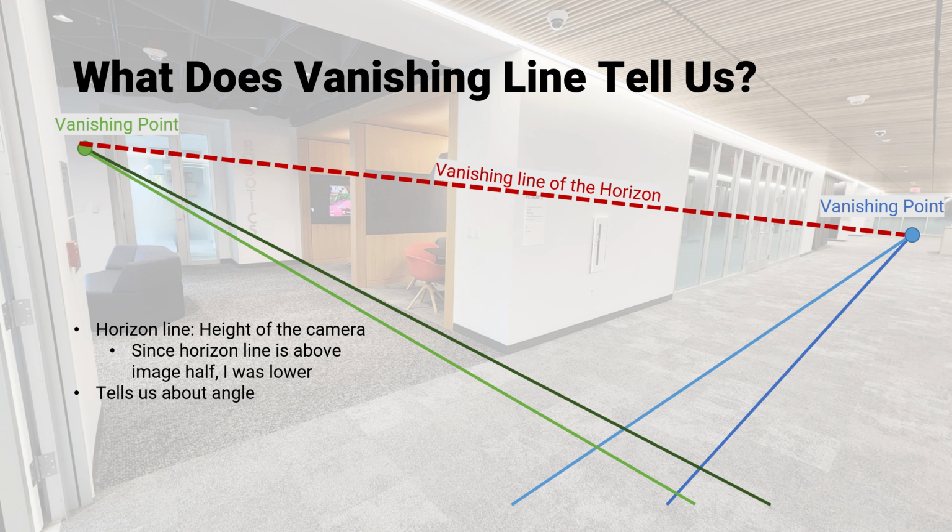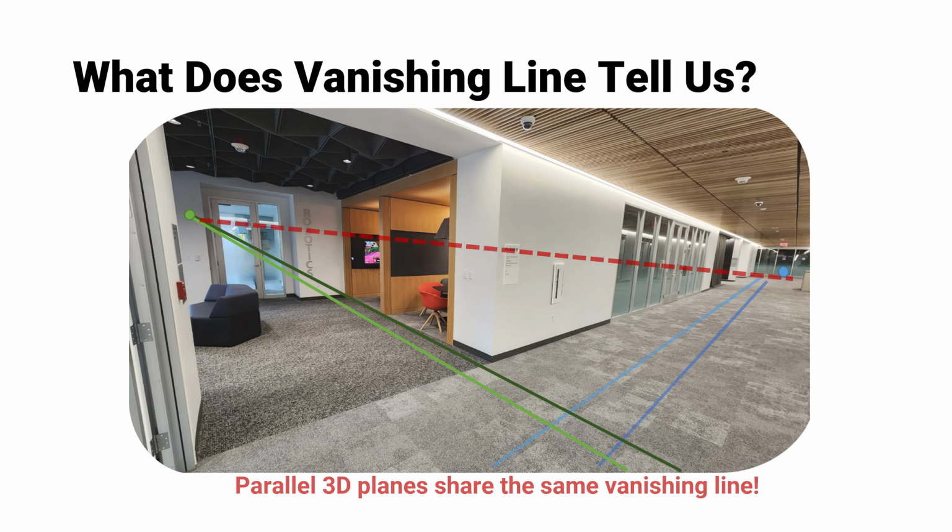This tells us about the angle. I am tilted or pitched up because of the way the vanishing line is tilted. I am tilting or rolling towards the right because of the way it's tilted as well. So I know I am pitched up because the line is tilted upwards, and I'm tilted towards the right because the line is not horizontal and it's tilted towards the right. So what does this vanishing line tell us?